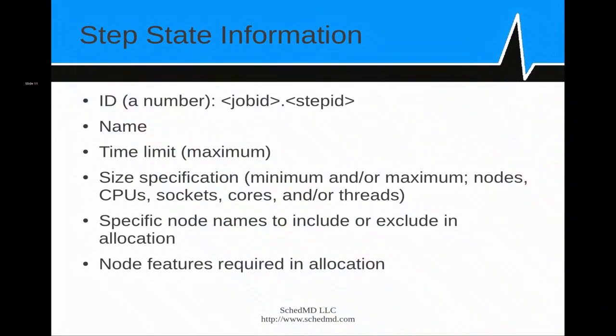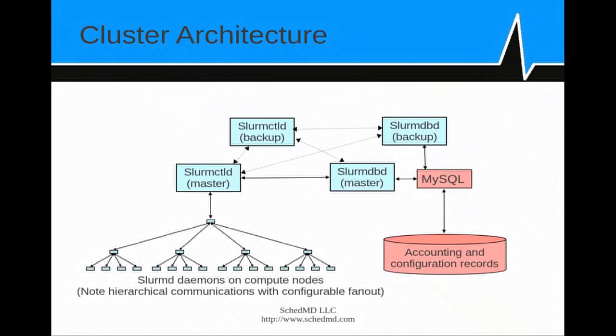So this gives a general architecture of what a cluster running Slurm would look like, where you've got a Slurm control daemon. You would typically have a backup configured, so if the node that's running the master control daemon fails, you would be able to keep running without any loss of service. There's a database daemon. You might have a backup of that as well, and a MySQL database, a single one, and that database will have your accounting and configuration records. I'll get into how these daemons interrelate shortly.